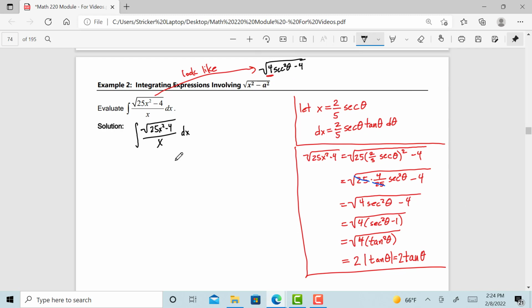And that's everything we need to know to go ahead and rewrite this integral using our trig substitution. And so I'm going to go ahead and rewrite that. I have the integral. We just found what that top square root was equal to. We said that was equal to 2 times tangent theta. So we have 2 times tangent theta over x. But of course, x again, that was what our substitution was. That was 2/5 times secant theta. And then from our substitution, we found what dx was. So this is times 2/5 times secant theta tangent theta.